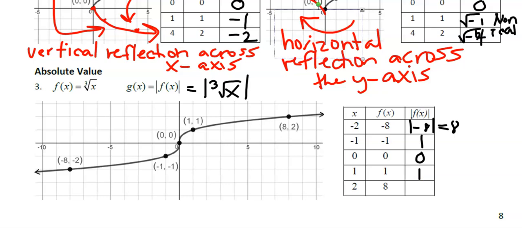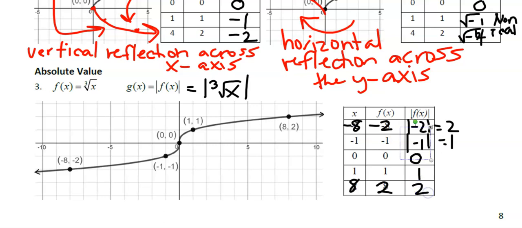you know what, I think I have these backwards. This is not a correct table. Okay, I switched these around. This should be -8, -2. This would be the absolute value of -2, which is 2. And this should be 8, 2. Okay, so anyway, this would be the absolute value of -1, which is 1. This would be the absolute value of 0, which is 0. And these would stay 1 and 2 because I'm taking the absolute value of a positive number, so they stay positive. So some of the points don't change.